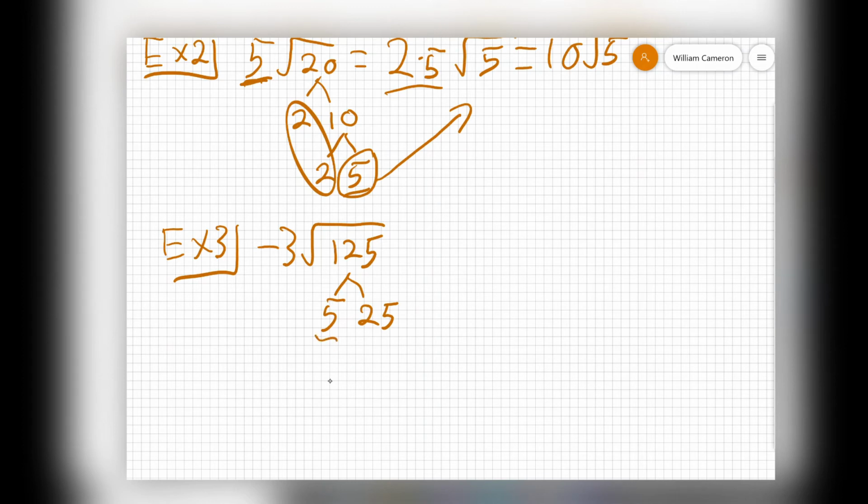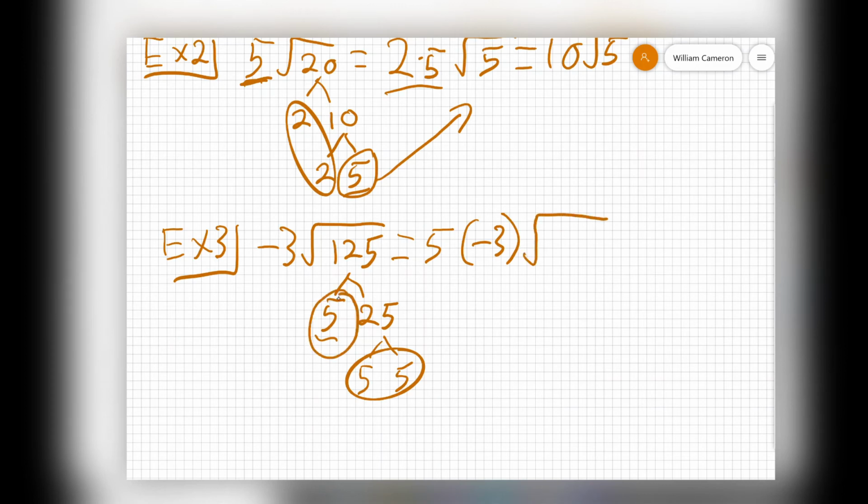Now, 5 is a prime number. I could break 25 down into 5 and 5, because 5 times 5 gives us 25. So now, we have a pair of 5's here, and a 5 all by itself. So, again, move the 5 out in front, multiply that with negative 3, and then this 5 here is all by itself, so that means it stays underneath our square root. 5 times negative 3 is negative 15 times the square root of 5 for your final answer there in example 3. Now, let's take a look at one more example.